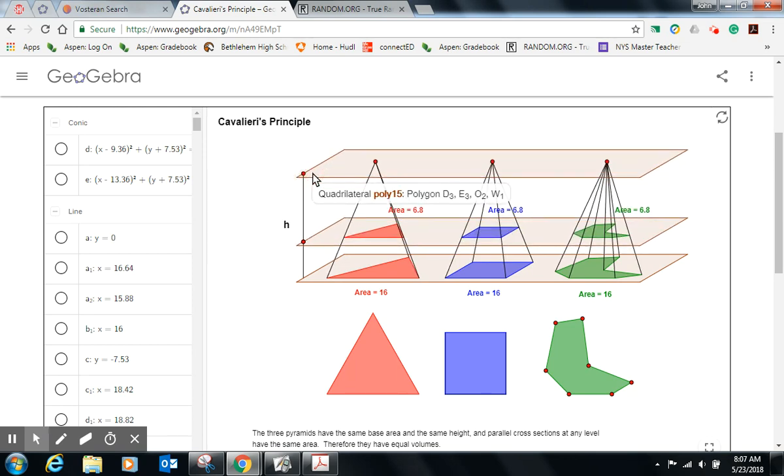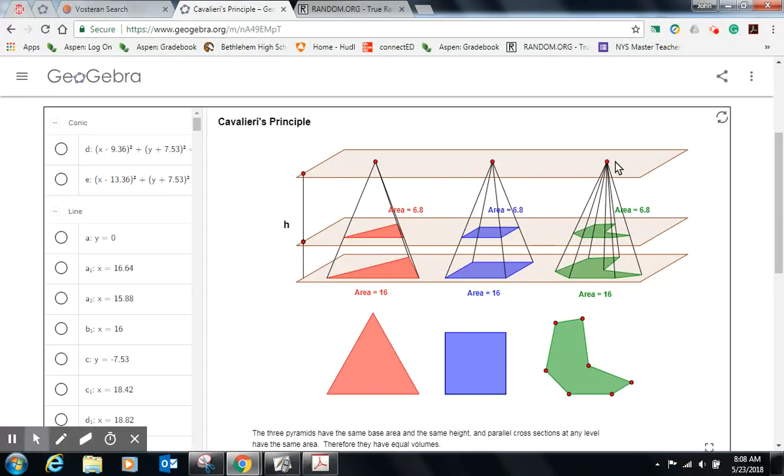Any two or more solids that have the same height and whose cross sections have the same area. So even though this is a triangle, maybe a rectangle, a parallelogram, all three cross sections look different, but they all have the same area. Cavalieri's Principle says if figures have the same height and the same cross-sectional area, they all have the same volume.